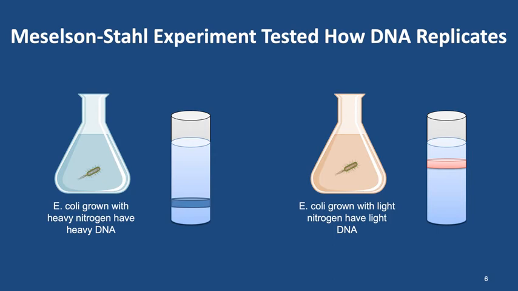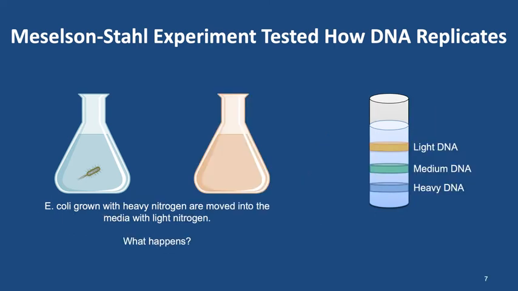And then there's also a light nitrogen, and so another set of E. coli was grown in a liquid that had that lighter version of nitrogen. Since nitrogen is a part of nucleotides, that nitrogen is going to get incorporated into the DNA. And so they basically started with these two distinct parent strains of E. coli. One strain had light DNA, one strain had heavy DNA.